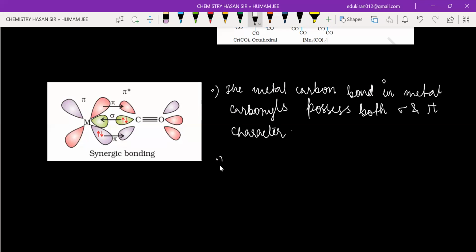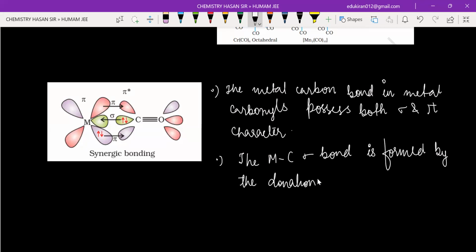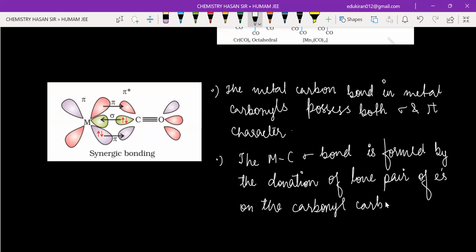I'll explain these points, write with me. The next point we can write is the metal carbon sigma bond is formed by the donation of lone pair of electrons on the carbonyl carbon into vacant orbital of the metal.